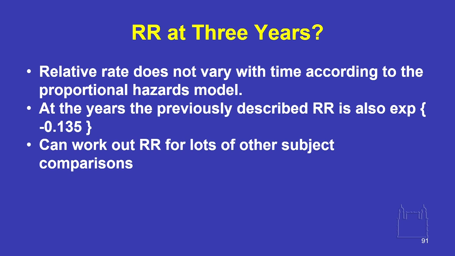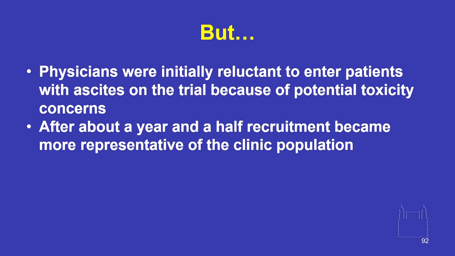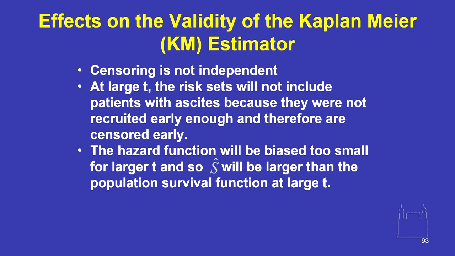But the problem with this study is that the physicians were reluctant to enter patients with ascites on the trial because they were afraid of toxicity. So after about a year and a half, recruitment is going okay, and you start to see it become representative of the clinical population. The problem was, what they published was Kaplan-Meier curves. So the censoring was not independent of the ascites. At those larger time points, those risk sets did not include patients with ascites because they were not recruited early enough to get to the later time points. They were not followed long enough to even have information. So the hazard function was biased small, and the survival function was biased also.